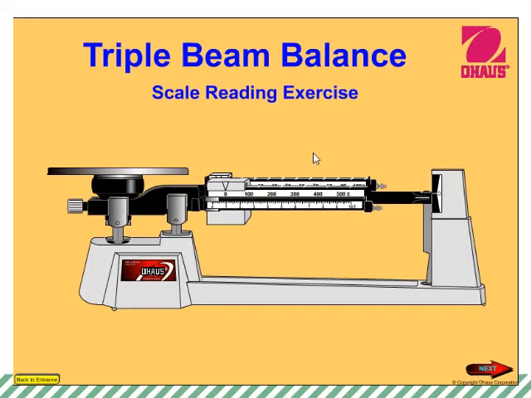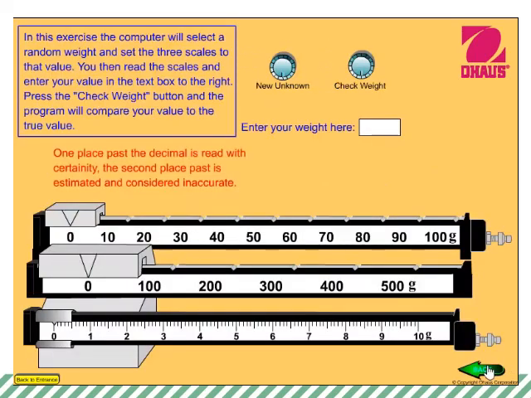Okay, so we're going to play this game, where we can practice reading a triple beam balance. And in this exercise, the computer will select a random weight and set 3 scales to that value. You have to read the scale and enter the value in the box right here. All right, so let's try one.